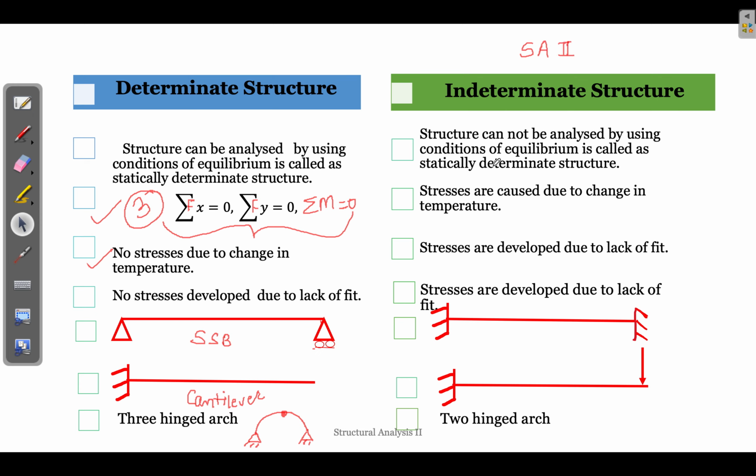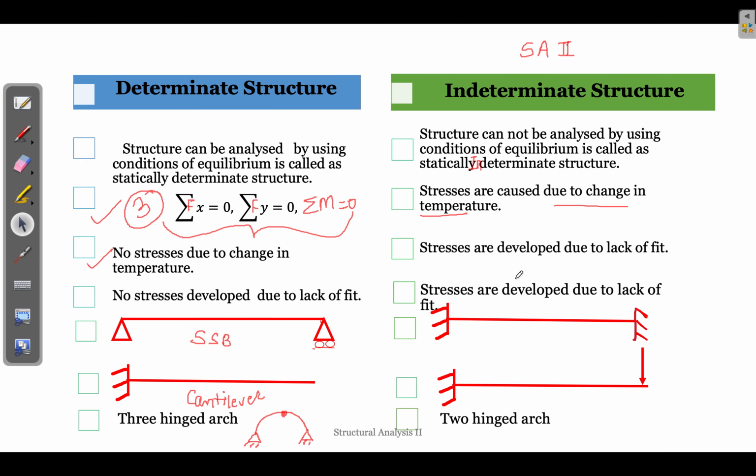So the first characteristic is that a structure that cannot be analyzed by using the conditions of equilibrium is called a statically indeterminate structure. These 3 equations are not sufficient to solve the problem. That's why it is called an indeterminate structure. Statically indeterminate structures means we need more equations than these to solve the problem. The second point is that stresses are caused due to change in temperature. If there is a change in temperature, then stresses will be developed in the indeterminate structure.